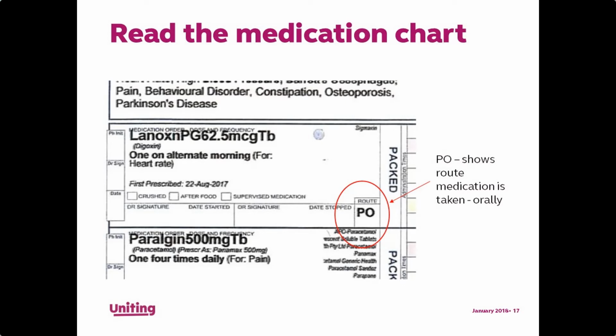The medication chart will tell you the name of the medication that they're having. It will tell you how often they're having that medication. The doctor's signature should be on that chart. And it will tell you the route. So PO means per oral, and that will be recorded on the medication chart.